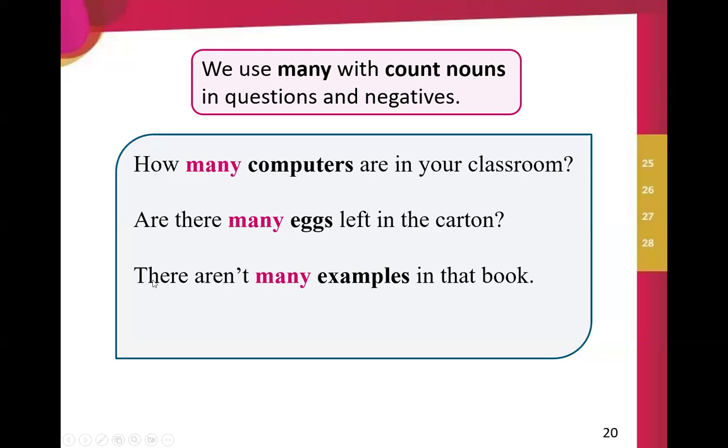There aren't many. In negative form, also we can use many instead of some and any with countable nouns, nouns that we can count. So there aren't many examples in that book. Also, not many people were in class today. Do you know when we can use many? Do you know? Now you know.